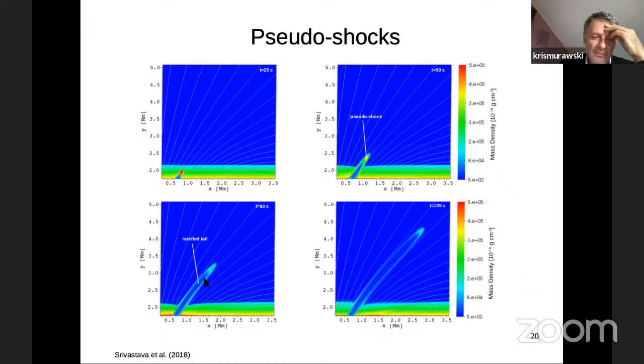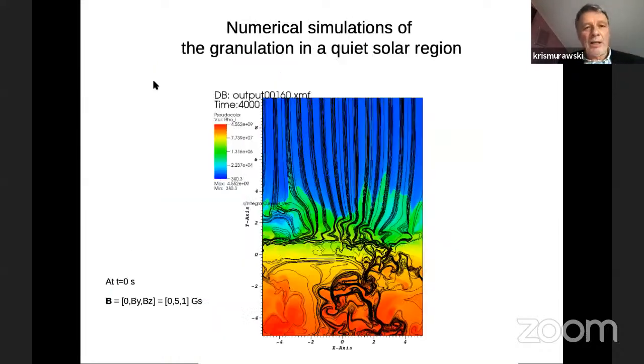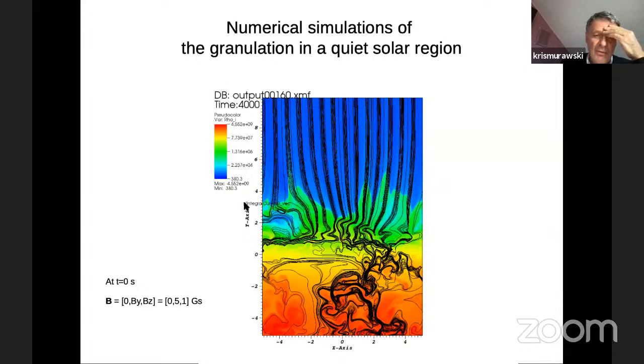Okay, and now another problem, actually the most challenging, corresponds to numerical simulations of solar granulation in a quiet region. Initially at t equals naught, we have a uniform, unidirectional magnetic field, which consists essentially of a vertical component. Well, there's a transverse component. So that's a 2.5D model, not a 3D, I'm afraid, not yet. And we let it go.